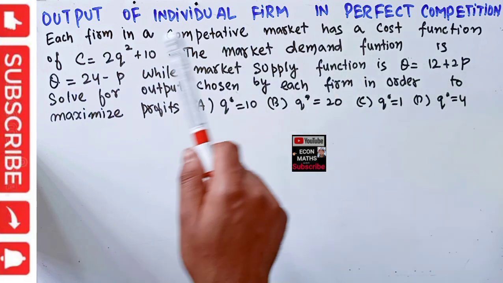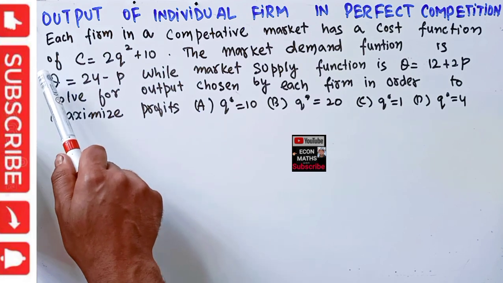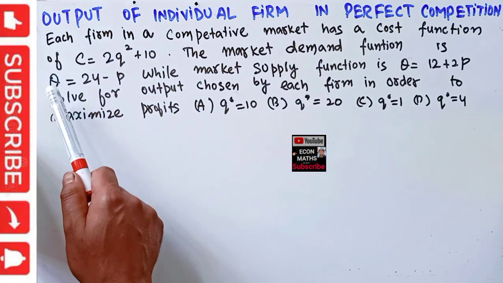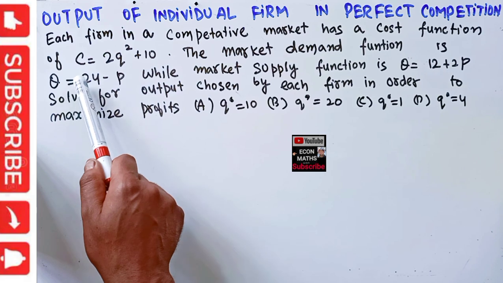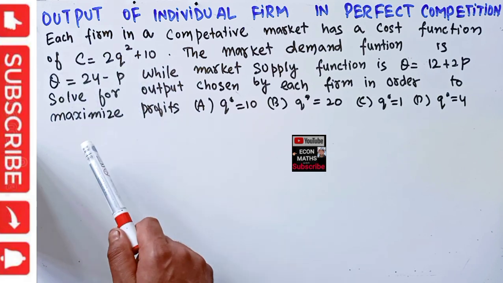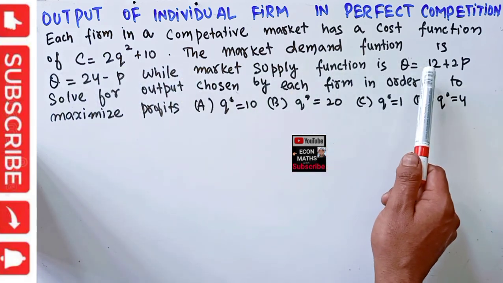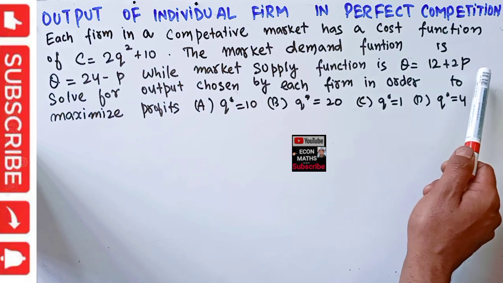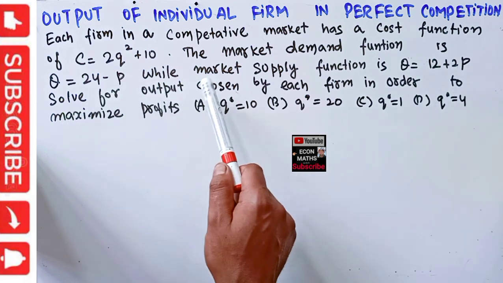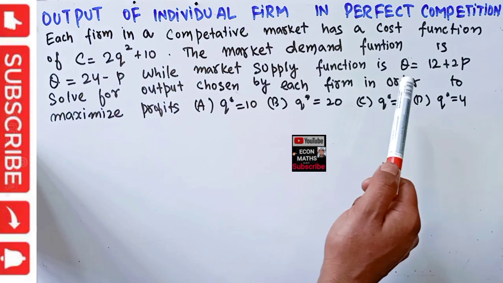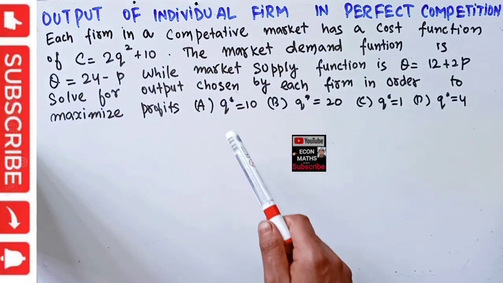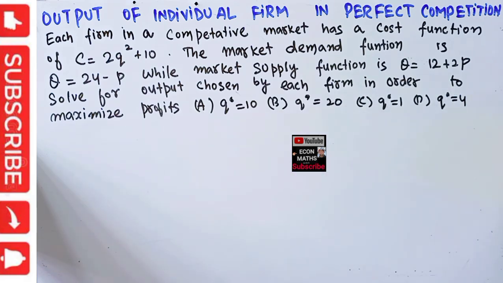The market demand function is denoted by capital Q, the total market demand, which is equal to 24 minus P, where P is the market price, while the market supply function is given by capital Q = 12 + 2P. We need to solve for the output chosen by each firm in order to maximize profit. Options are given. We need to find the correct option.